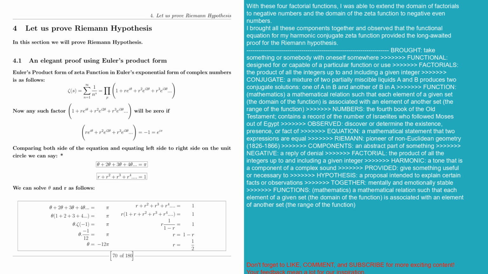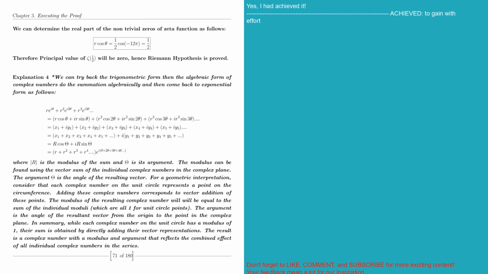I brought all these components together and observed that the functional equation for my harmonic conjugate zeta function provided the long-awaited proof for the Riemann hypothesis. Yes, I had achieved it.